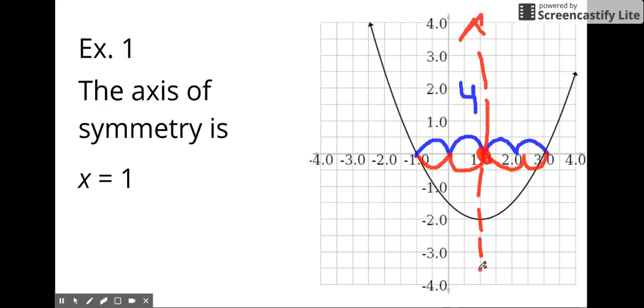So there's two ways to do that. One is to look for your maximum or minimum. The other is to use your x-intercepts to find the distance, to split that in half, to find the equation for the axis of symmetry.